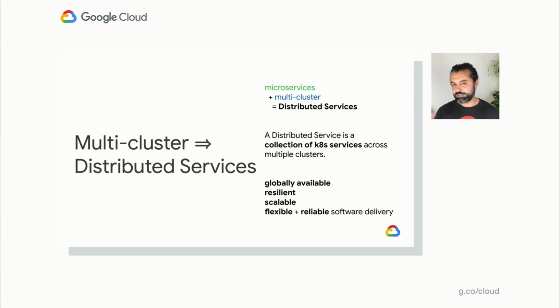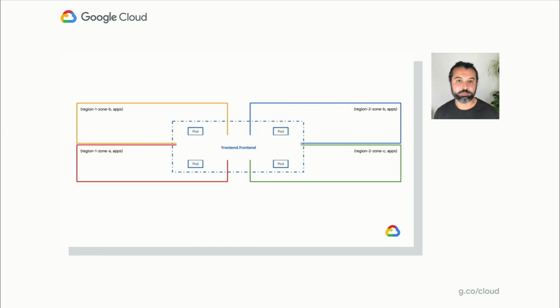A distributed service, at a very simplistic definition, is how can I put the same service on multiple Kubernetes clusters? That's what a distributed service is. It's a very, very simple concept. What it does is it abstracts your service's lifecycle from your cluster lifecycle. If I'm running on multiple clusters, I can have clusters going up and down, and my services can remain up.